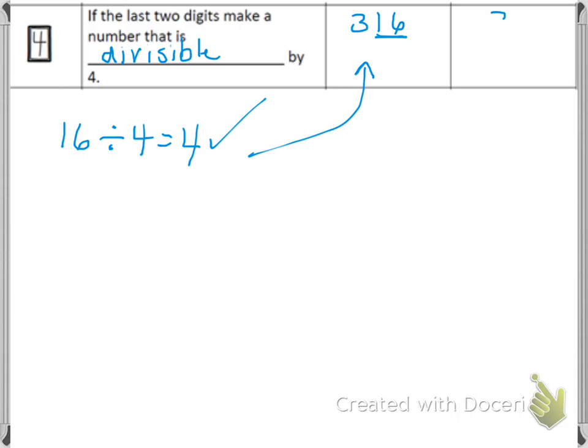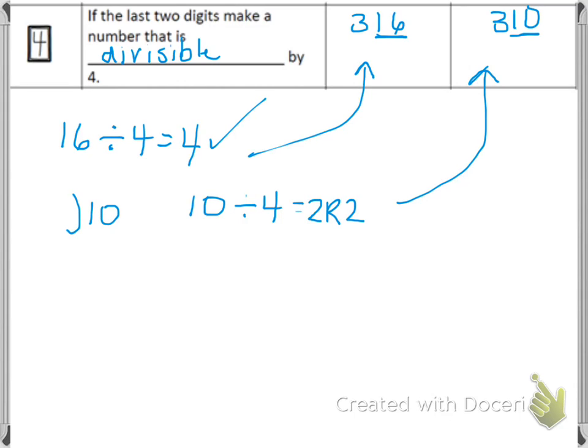All right, for our non-example, let's try 310. I'm going to do the work down here, but you should put yours in the box, please. All right, so we look at the last 2 digits, which are 10. Can we divide 10 evenly by 4? Well, 10 divided by 4 would be 2 with a remainder of 2. If you want to check it, you can always do your long division on the side. 4 goes into 10 twice. 2 times 4 is 8. Subtraction, we get 2. So that's my 2 remainder 2. So that means that 310 is not divisible by 4.